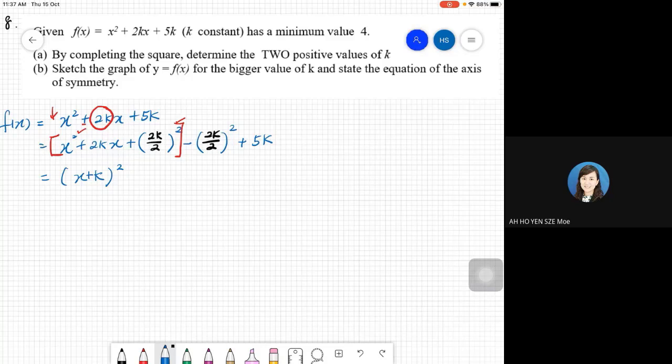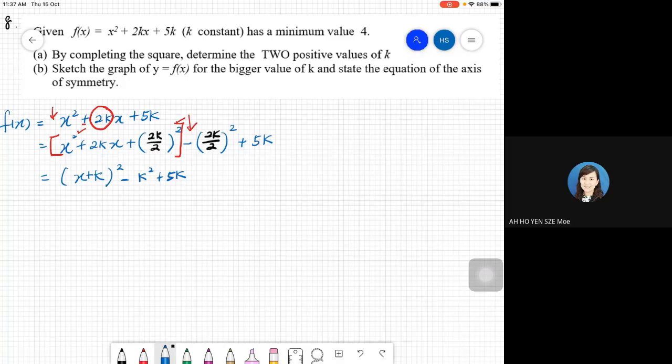So behind here, always remember must be negative. Must be negative. Even though the inside is positive or negative, when you square it, it's already positive. So here is always negative. So this must be negative, write it back. So it's k square minus k square plus 5k. So you have done your completing the square already actually. Already got the completing the square.